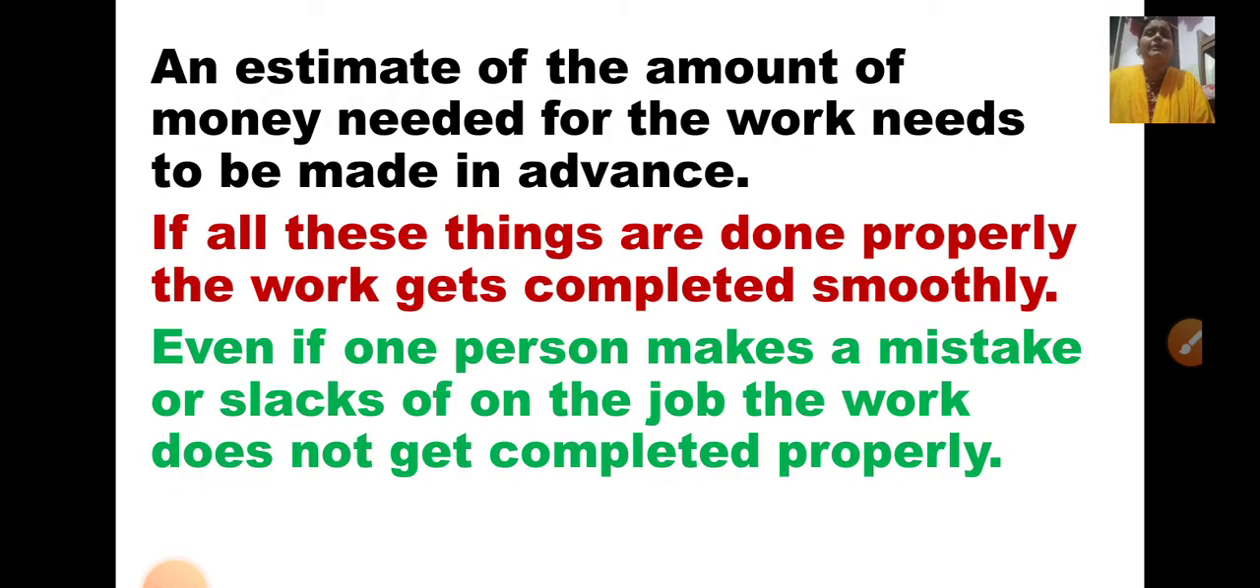An estimate of the amount of money needed for the work needs to be made in advance. A very easy example I give you: if your birthday party is there, first you will list down the number of people coming to your birthday party. Yes, your relatives, your friends, whoever you are going to call, you are going to write the names of all the people who are going to come. Then you are going to count. Then according to that, you're going to arrange the eatables, the things which you're going to give them to eat in the birthday party.